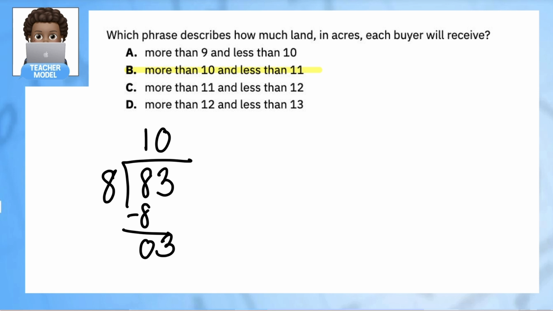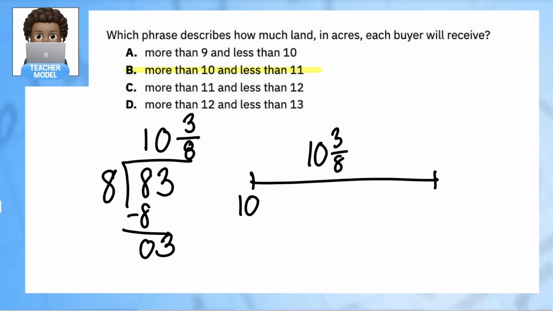And we can't do anything more with that one. So we have 10. So our remainder is going to be 3 out of 8. So there's our remainder. And that means that that number would be between 10 and 11. So 10 and 3/8 is somewhere in here between 10 and 11. A little bit more than 10, less than 11.